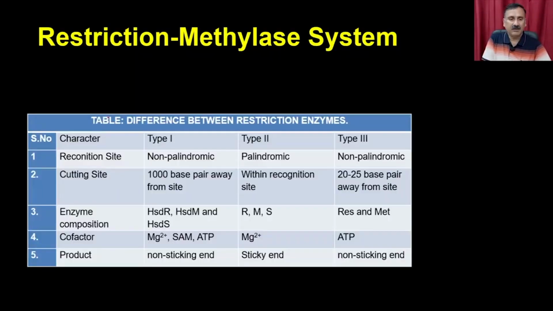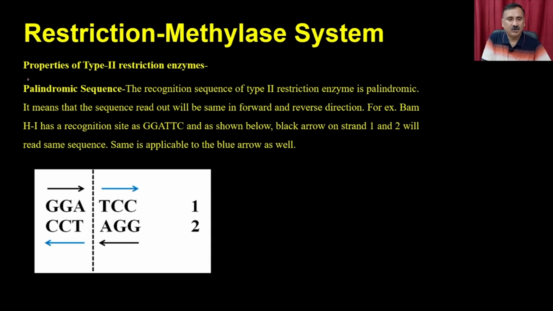I have given you a table where I have compared the properties of restriction enzymes. You can see the characteristics of type 1, type 2 and type 3. Type 2 restriction enzymes are useful for molecular cloning because the restriction site is palindromic in nature. They recognize the site and cut within the restriction site, so wherever they recognize, they cut the DNA as well. Now, what is meant by palindromic sequences?